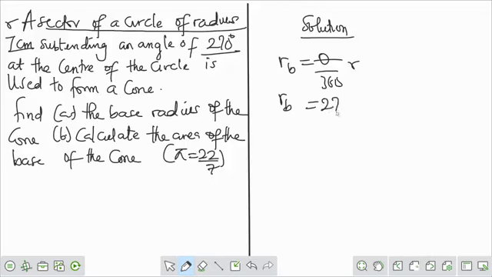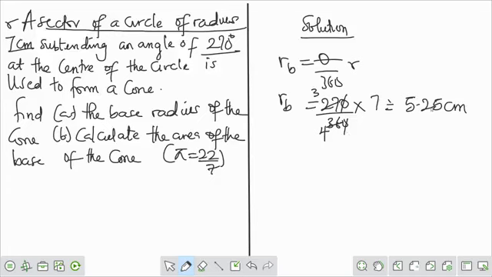So 270 over 360. What's our R? 7. 0 cancel 0. 3 here. 9 here. 3. 9 here. 4. So let's continue. 3 times 7. So at the end of the day, we're having 5.25 centimeters. So that's our base radius.